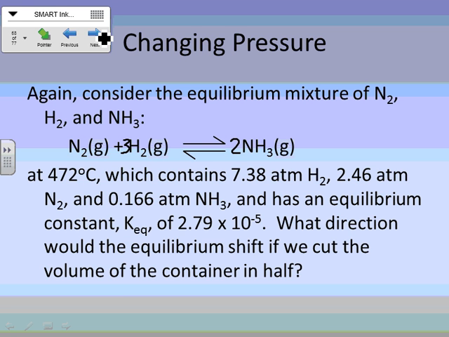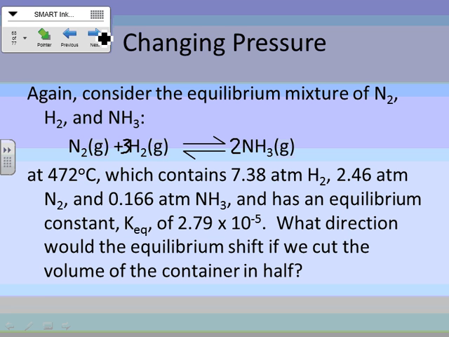The main time this is going to be an issue is if we have a gas reaction. Obviously, changing the pressure of an aqueous reaction really isn't going to affect things that much, because you have solids and liquids there. Solids and liquids don't get affected that much by pressure, but gases do.